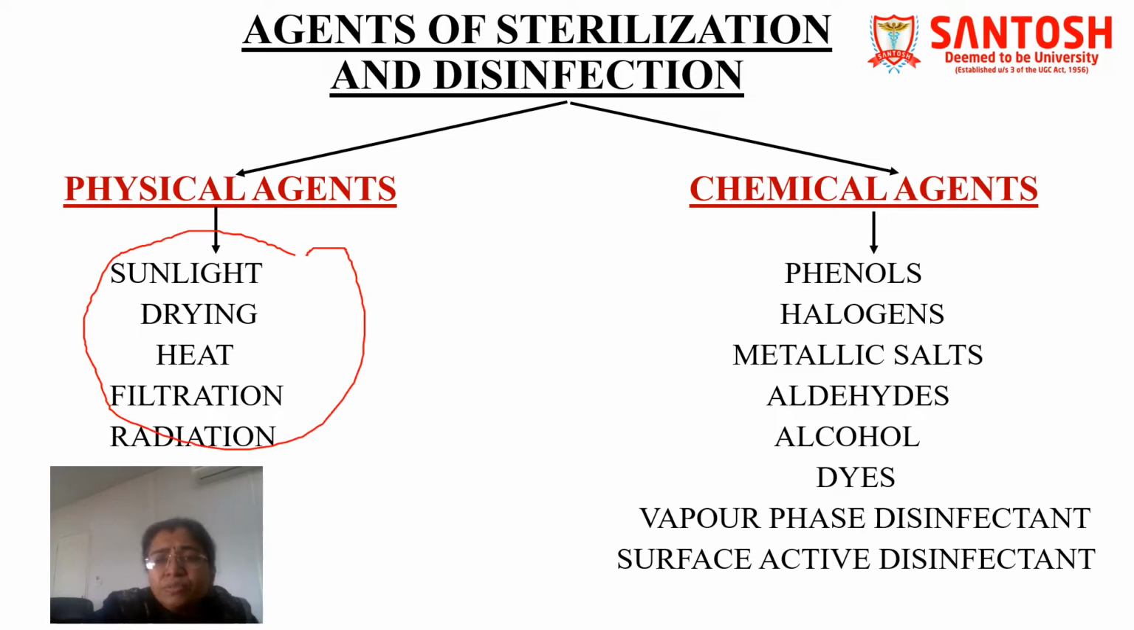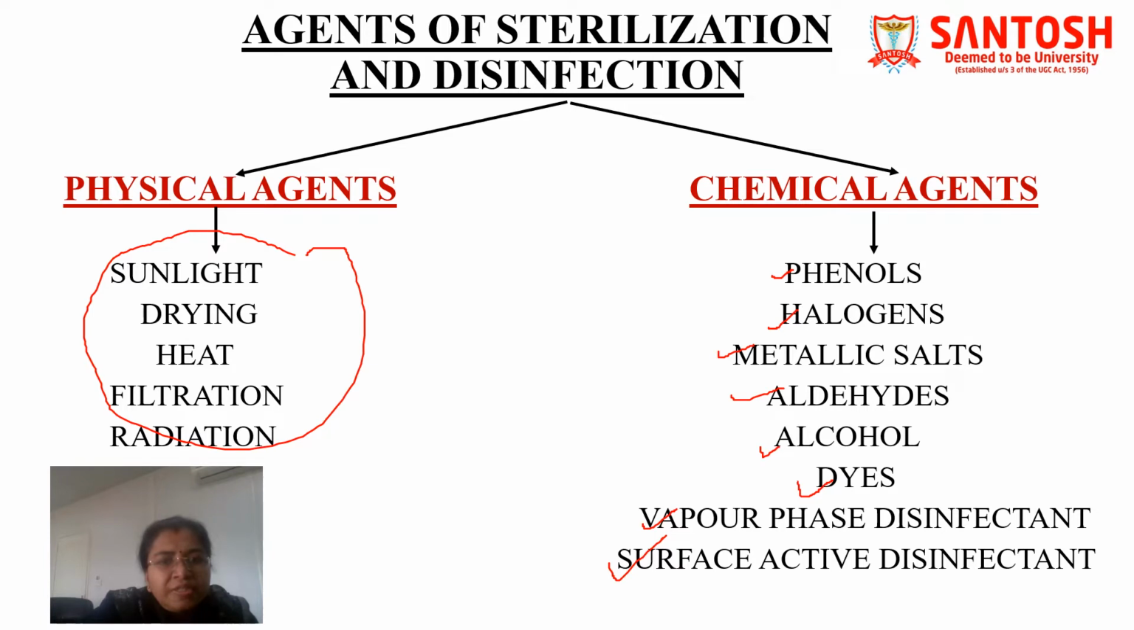Now come the chemical agents, which include different disinfectants or different chemicals. They can be phenols, they can be halogens. You must have studied in your school days also that we use chlorinated water. So chlorine is a halogen and it is used for purification of water. Then there are metallic salts, aldehydes, and alcohol, very important for disinfection. So when you are using an alcohol based hand rub, you are doing asepsis of your hands. You are removing the coronavirus by using a sanitizer. Certain dyes can also be used. Then there are vapor phase disinfectants and surface active disinfectants.